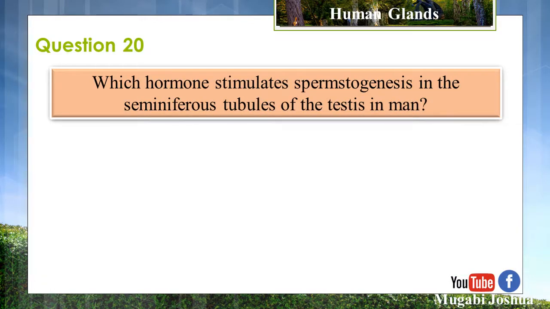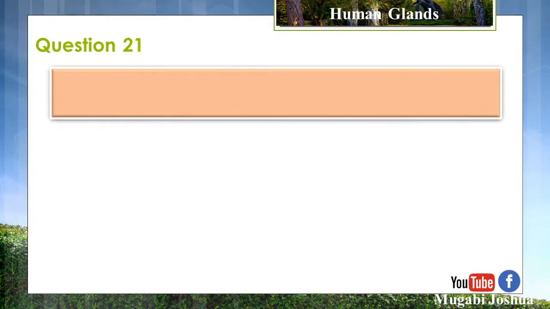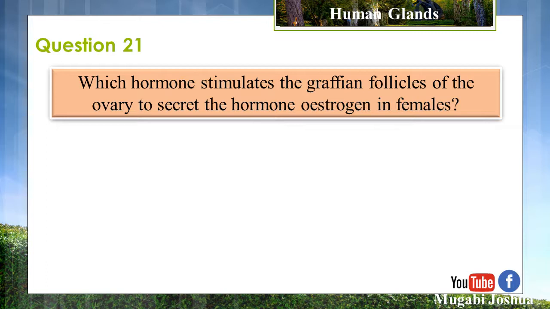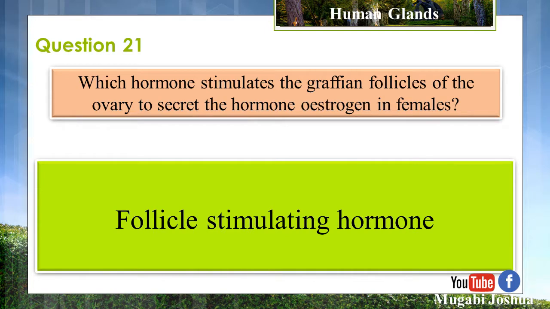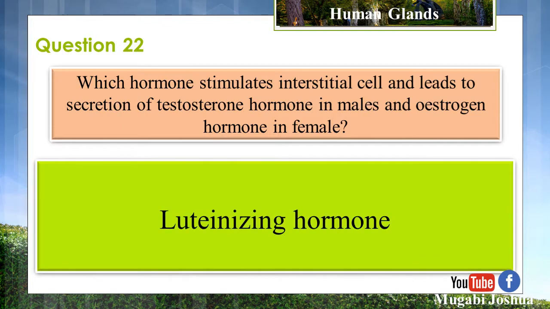Question 20. Which hormone stimulates spermatogenesis in seminiferous tubules of the testes in man? Follicle-stimulating hormone. Question 21. Which hormone stimulates the Graafian follicle of the ovary to secrete the hormone oestrogen in females? Follicle-stimulating hormone. Question 22. Which hormone stimulates interstitial cells and leads to the secretion of testosterone hormone in males and oestrogen hormone in females? Luteinizing hormone.